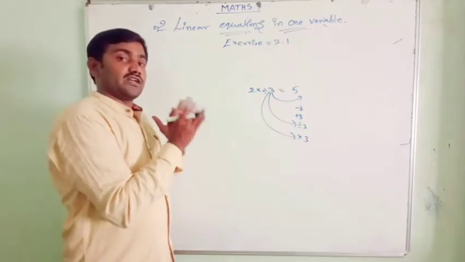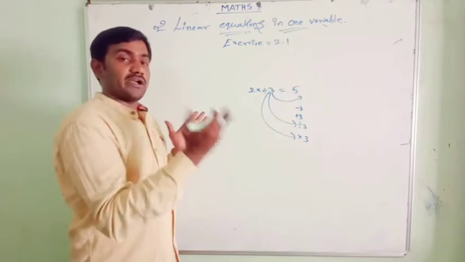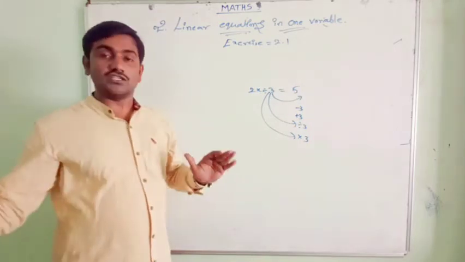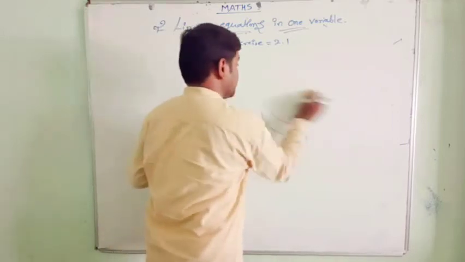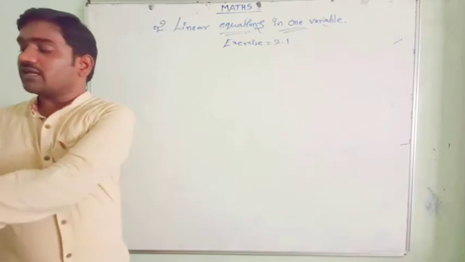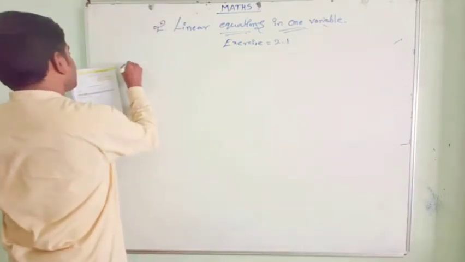If you transport one term from LHS to RHS, plus becomes minus, minus becomes plus, multiplication becomes division, division becomes multiplication. This we know from the earlier class. So that thing we are going to do here, and some of the problems are there in exercise 2.1. Let me solve that.